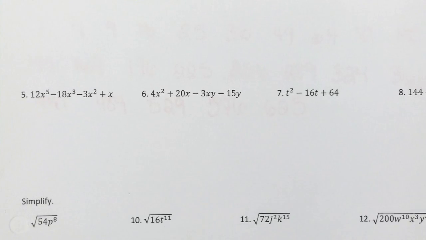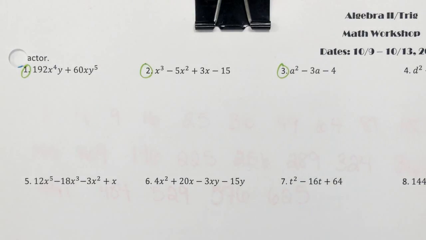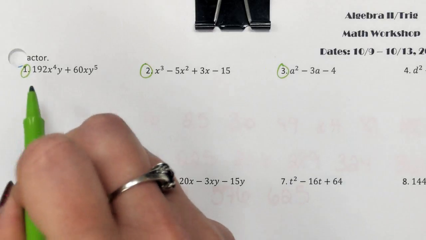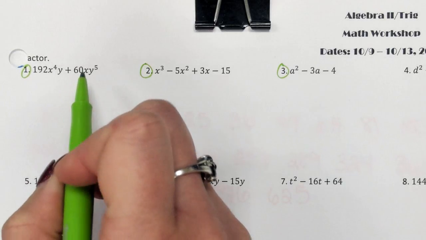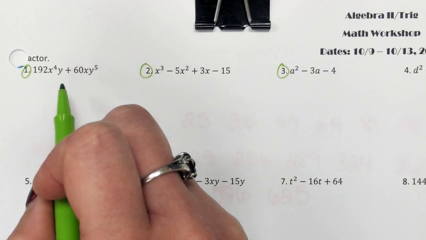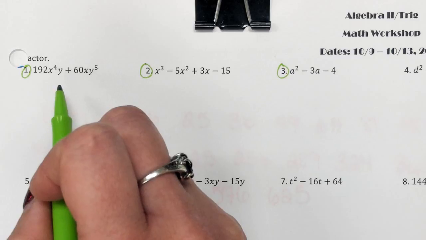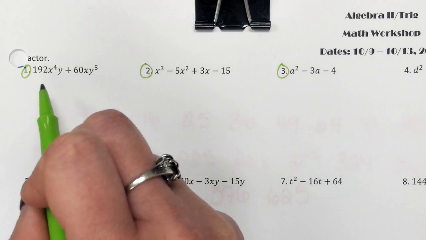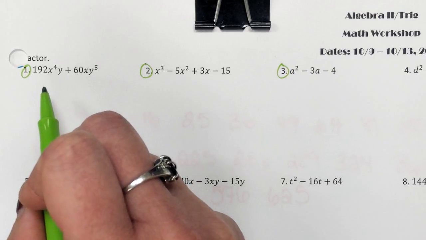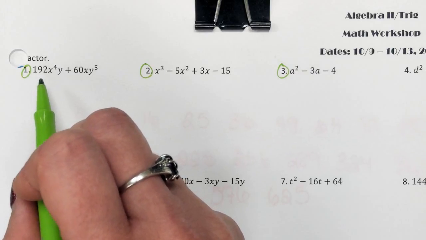What about number 1? Don't worry about 192 and 60. Worry about the smallest number. Which one's the smaller number? 60. Think about the biggest number that goes into 60. What is it? Does 60 go into 192? No, 60 does not divide into 192. 192 divided by 60 won't work.